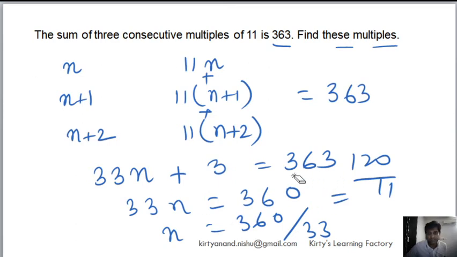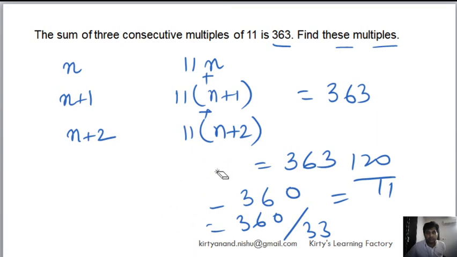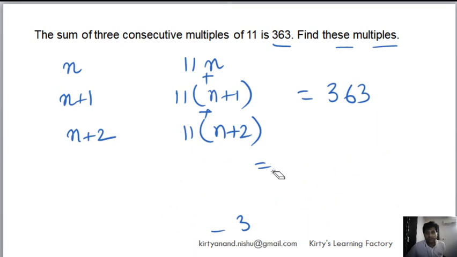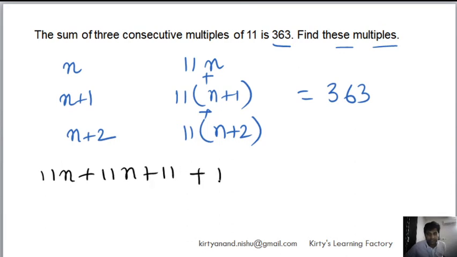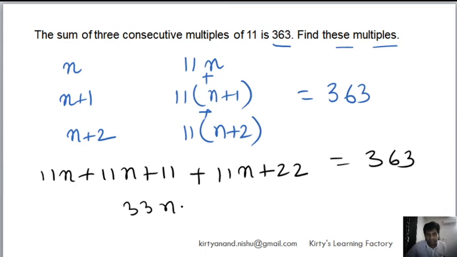It clearly tells me that I cannot be talking about a fraction multiple. It has to be a whole number or a natural number, right? That's the best part of algebra, that during solving the problem you should be able to identify where the error is. Actually, in opening it, I made an error. It is 11n plus 11n plus 11 and then 11n plus 22. Instead, I opened it with 1 and 2. That was the mistake.